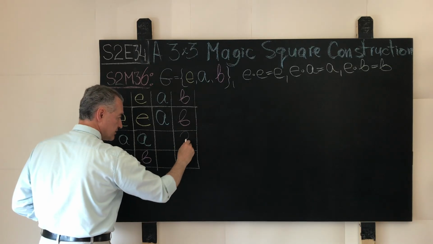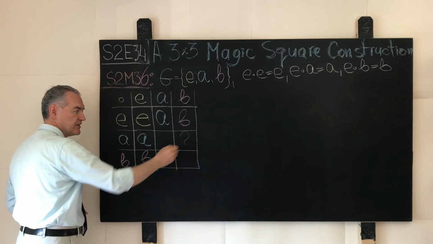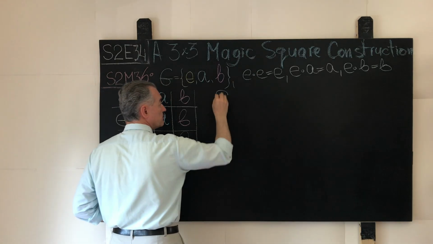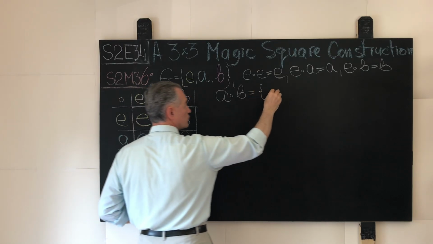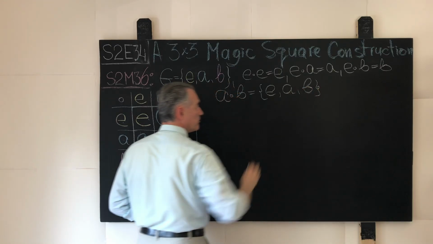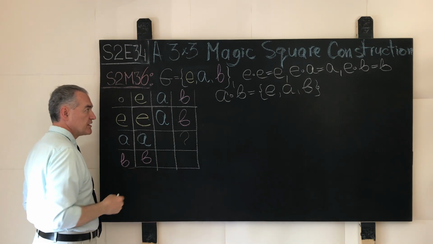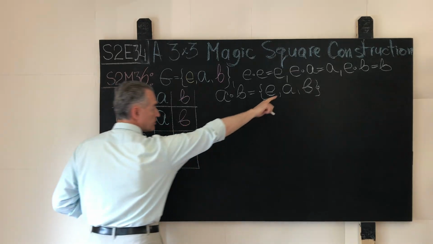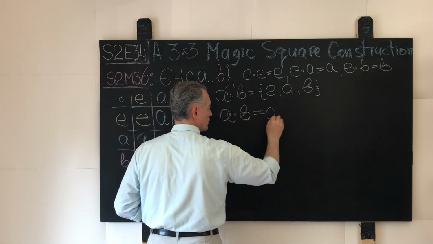Let's work on this cell right here. What kind of element can possibly live in that cell? In that cell lives the product A times B, and our lassoing will have to include what? The identity element, the element A, and the element B. This is our pool of suspects. Let us contemplate: can A times B be, for example, A? What happens if A times B is equal to A?